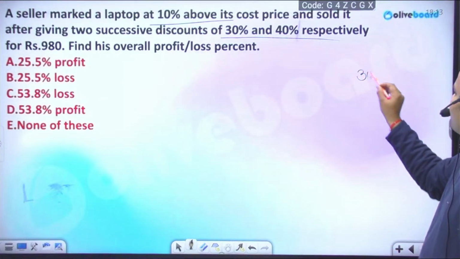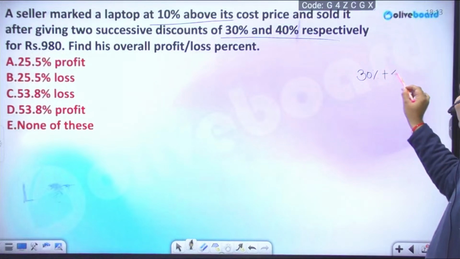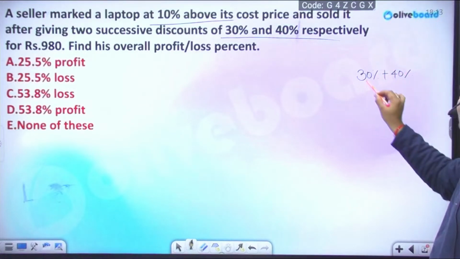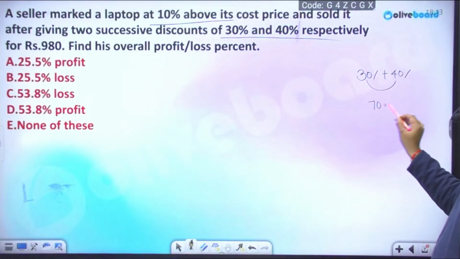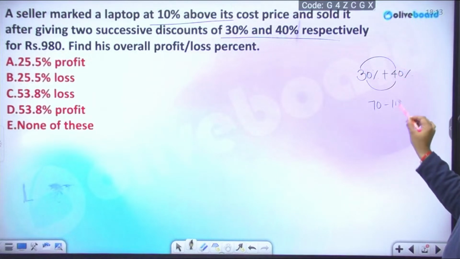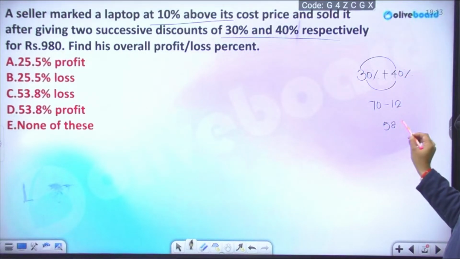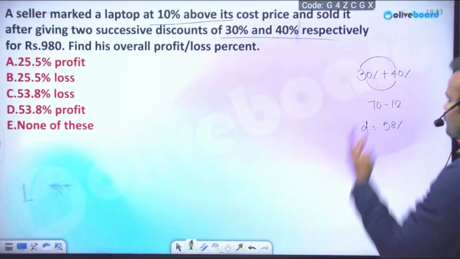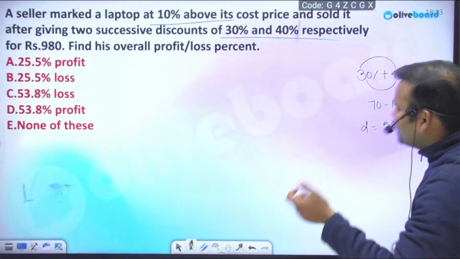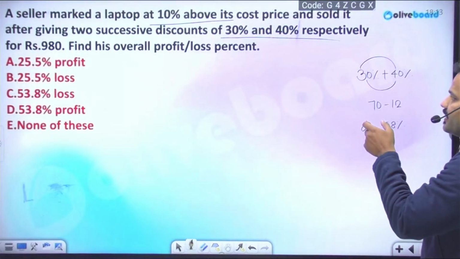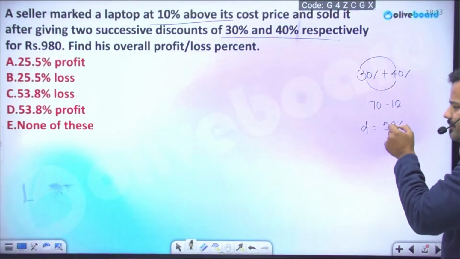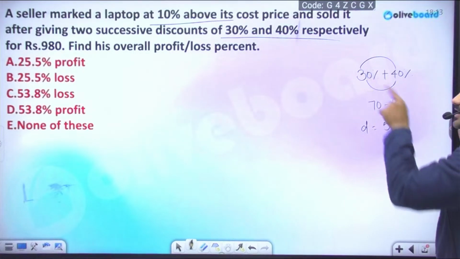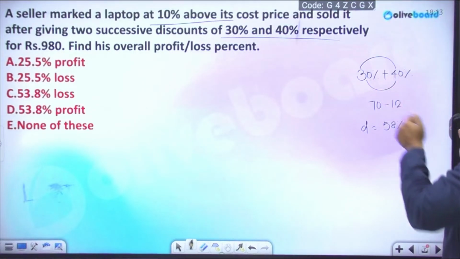See, successive discounts of 30% and 40% are equivalent to an effective discount of what? 30 plus 40 is 70, minus 3 times 4, which is 12. That is, it is a discount of 58%. So overall, two discounts of 30% and 40% amount to an effective discount of 58%.